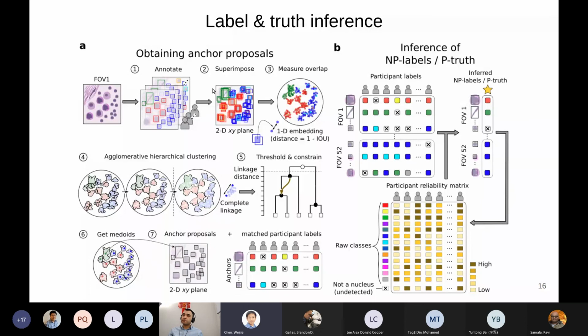Well, I view that both steps are your approach of combining, right? Combining multiple readers, defining a truth, right? Right.